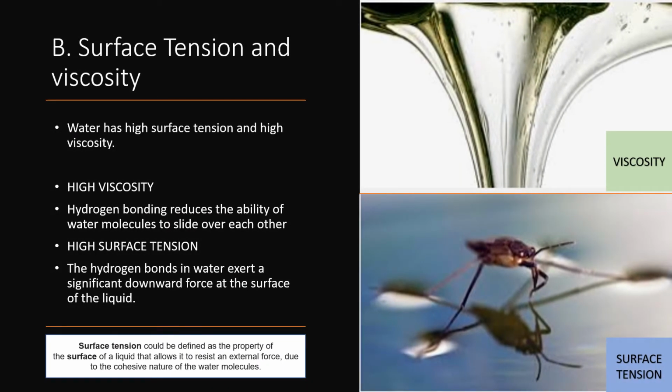The second part of the peculiar properties of the H2O molecule is surface tension and viscosity. Water has high surface tension and high viscosity. High viscosity because the hydrogen bonding reduces the ability of water molecules to slide over each other. And high surface tension because the hydrogen bonds in water exert a significant downward force at the surface of the liquid.